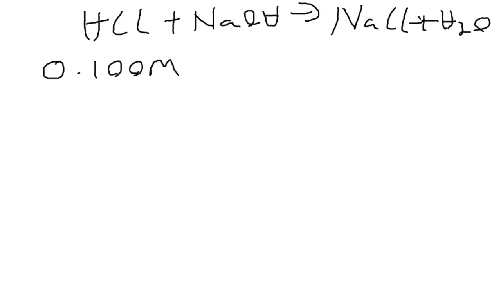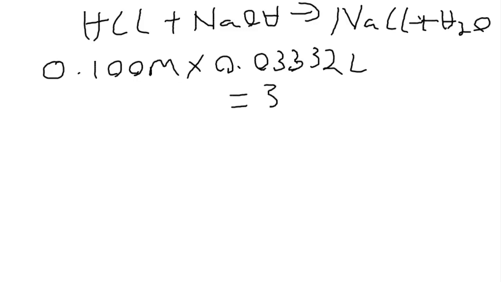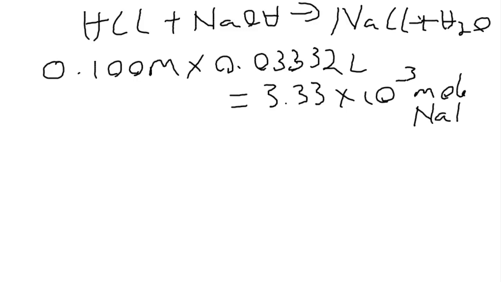Okay. So figure out how many moles of sodium hydroxide we use to get to the end point. So it's 0.1 molar times 33.32. Need a point there. Liters. So that's going to give us 3.33. We'll just keep the 3 sig figs. Well, we could put 4, but 3 is fine. Times 10 to the minus 3 moles of sodium hydroxide, and because that's a 1-to-1 ratio, we know that's also equal to moles of HCl.